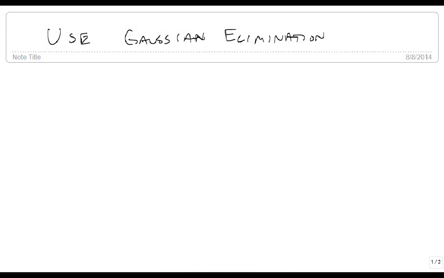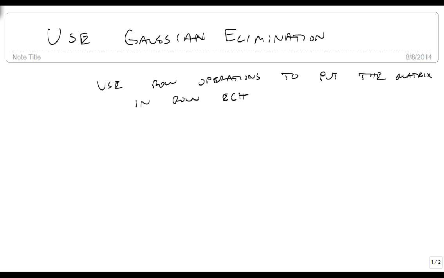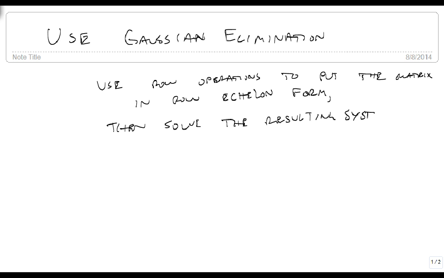We're now going to show you how to use Gaussian elimination to solve a matrix problem. The idea here for Gaussian elimination is to use row operations to put the matrix in row echelon form. Then solve the resulting system. So if we're in a system already, we convert to an augmented matrix, put it in row echelon form, and then convert it back and solve using back substitution.